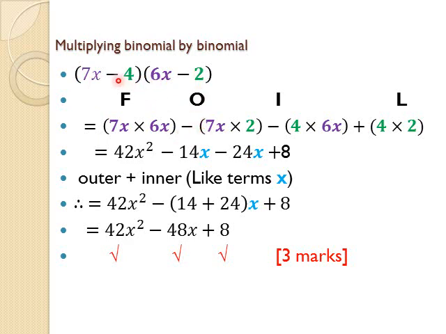Then my inners, negative times positive is negative, 4 times 6x, and then negative times negative gives me positive, and 4 times 2. So I hope the color coding makes it easy for you. 7 times 6 gives me 42. x times x, x squared. Negative 7x times 2 would become negative 14x. Negative 4 times 6x would give me negative 24x. 4 times 2 gives me 8.